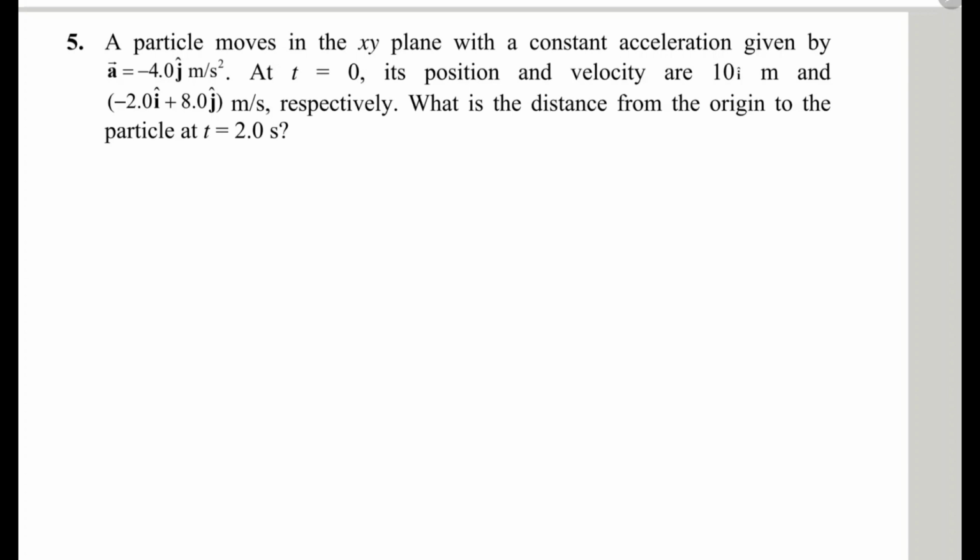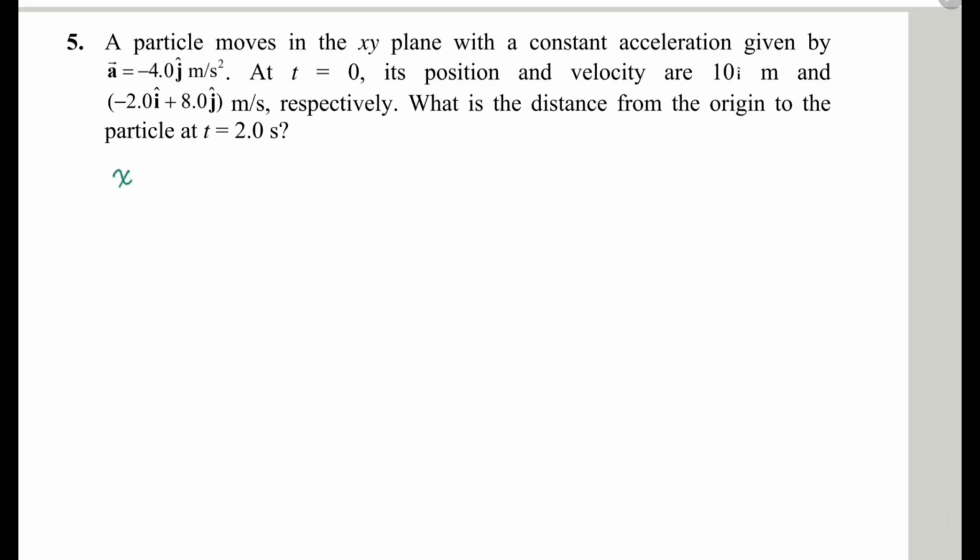A particle moves in the xy plane with a constant acceleration given by a equals minus 4j hat. At t equals 0, its position and velocity are 10i hat meters and minus 2i hat plus 8j hat meters per second, respectively. What is the distance from the origin to the particle at t equals 2 seconds? Since it's asking about the distance from the origin, we need to find the x and y coordinates here.